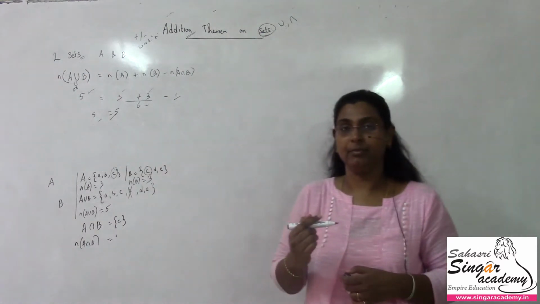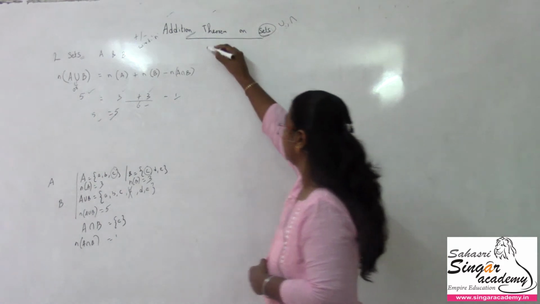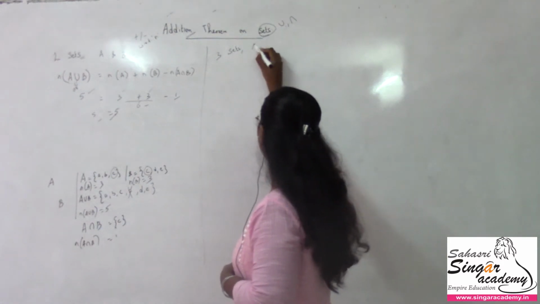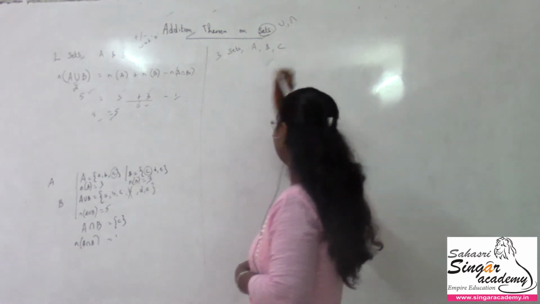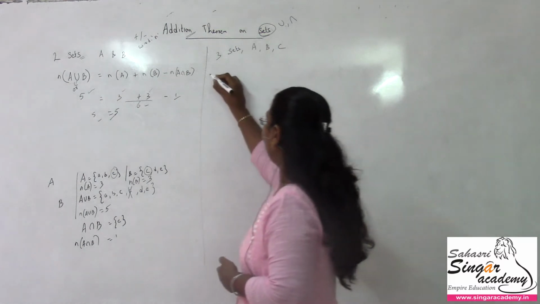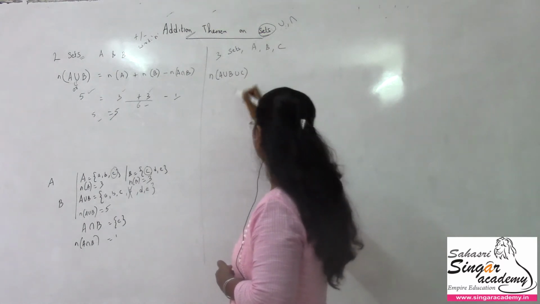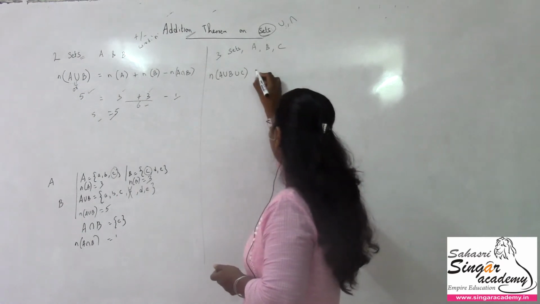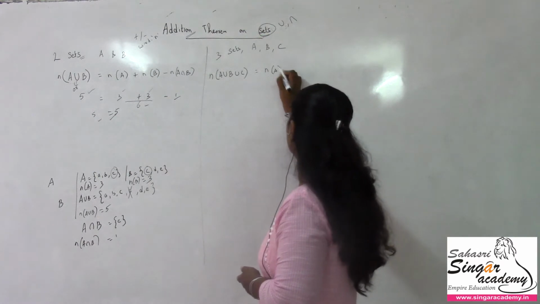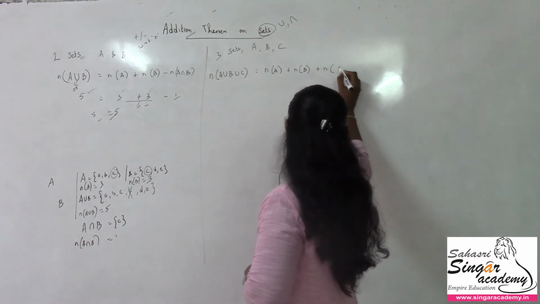The same is going to appear for three sets also. So let me have a discussion on three sets. With respect to three sets, I have A, B and C as the three sets. So n of A union B union C will be equal to, in a similar way, I'll be taking whole of A, I'll be taking the whole of B, and also I'll be taking the whole of C.